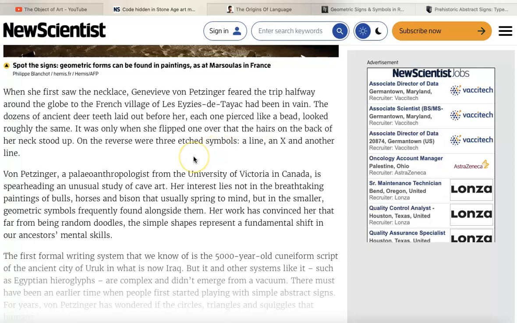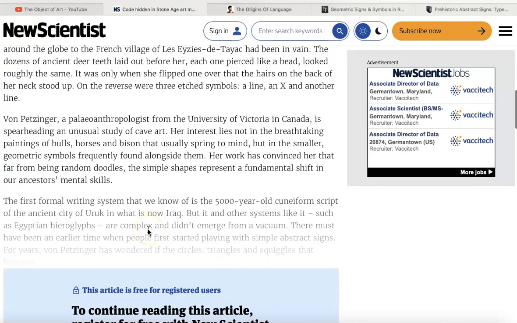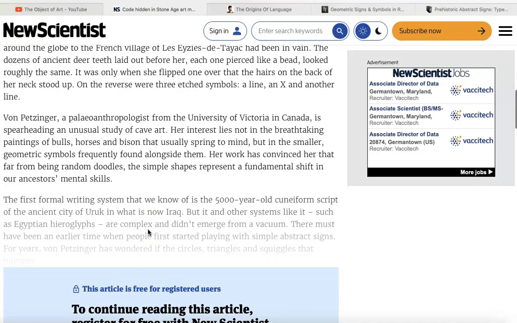Okay, but never mind that. Von Petzinger, a paleoanthropologist from the University of Victoria in Canada, is spearheading an unusual study of cave art. Her interest lies not in the breathtaking paintings of bulls, horses, and bison that usually spring to mind, but in the smaller, geometric symbols frequently found alongside them. Her work has convinced her that far from being random doodles, the simple shapes represent a fundamental shift in our ancestors' mental skills. Okay. Says here, I know it fades out, but I'll read it.